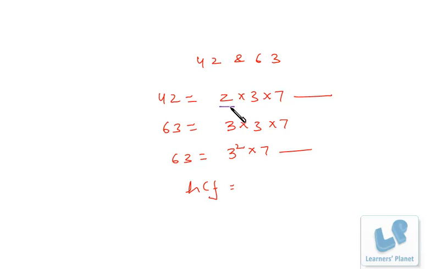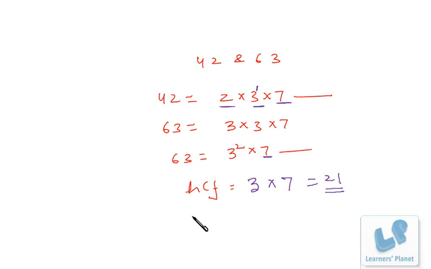Here we have the number 2, but here we do not have it. So 2 cannot be a part of the HCF. Now here we have 3 and here we have 3 square, but we have to take the least exponent. So what is common between 3 and 3 square? That is the number 3. Here it is 3 raised to 1 and here it is 3 raised to 2, so we'll be taking 3 raised to 1 only. The next is 7, 7 is there and 7 is there, so we take 7. So the HCF is 3 into 7, that is 21. HCF means the highest common factor, so the highest common factor of these two numbers is 21.